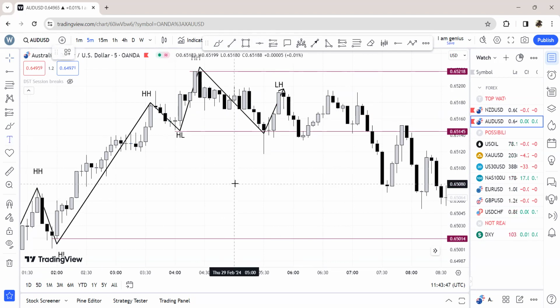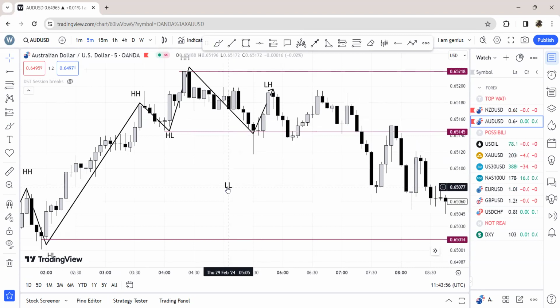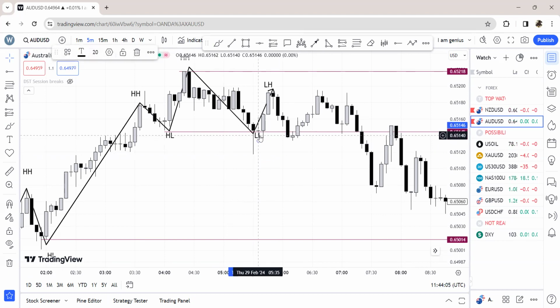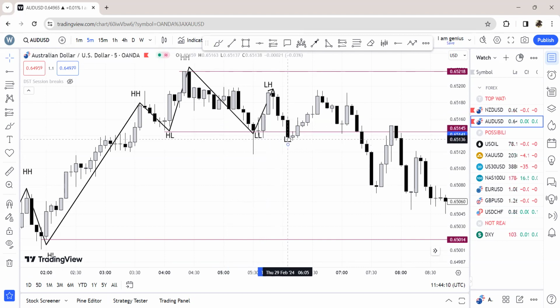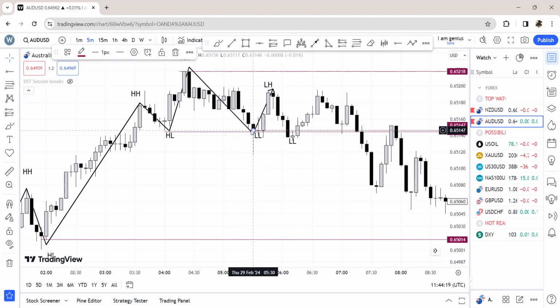Let me just add this text. Lower low. If we're saying this is our lower low, by the way, I'm only considering the candles, not the wicks. You see that this is lower than this previous one here. I'm talking about this level. You notice that there's that difference. Same, right?